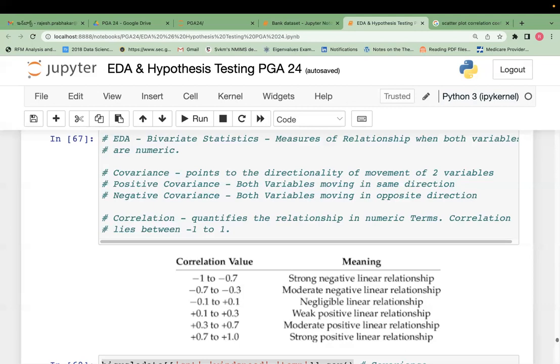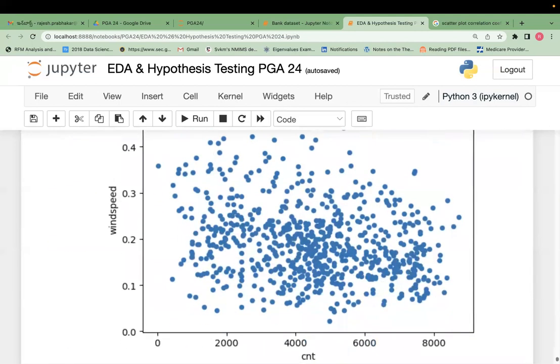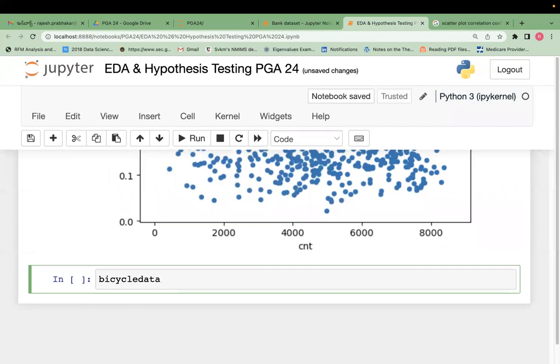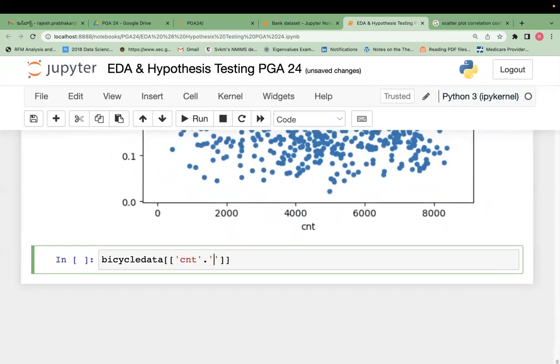We can find correlation between n number of variables. But the problem is you will have difficulty understanding the output. So the best way of understanding the input and output would be, say for example, we have numeric variables, right? bicycle_data[['cnt', 'casual', 'registered', 'windspeed', 't0', ...]]. All these things are there in numeric variables in our data.